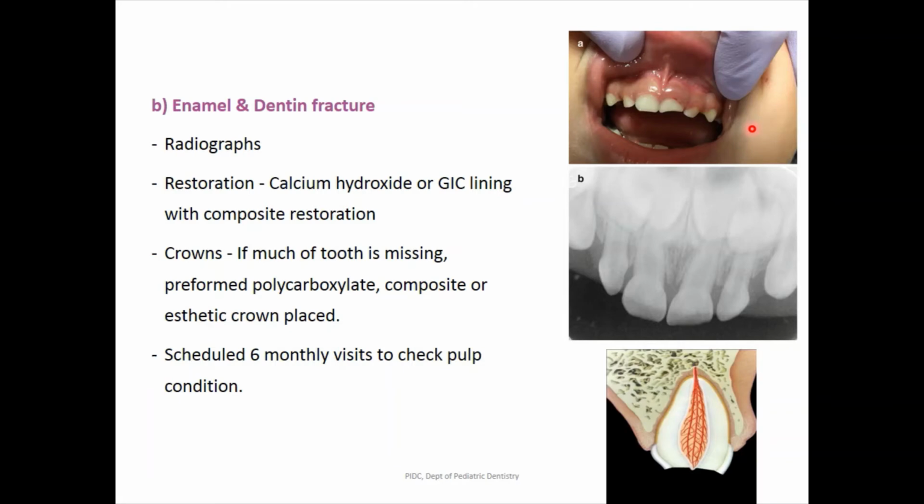Crowns can also be given if a large tooth surface is missing. We can give preformed polycarboxylate or composite or aesthetic crowns, and the patient is scheduled or recalled every 6 months for a monthly checkup.